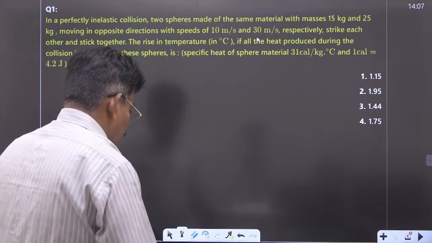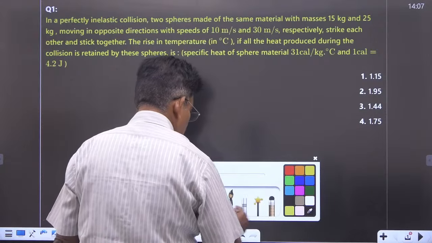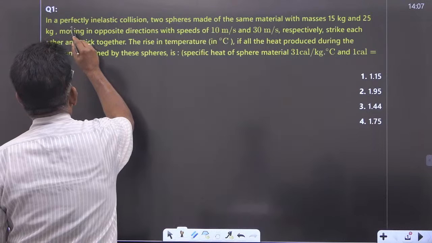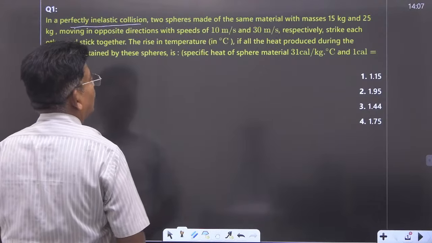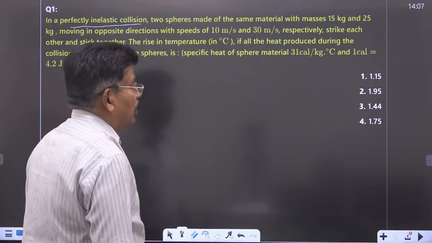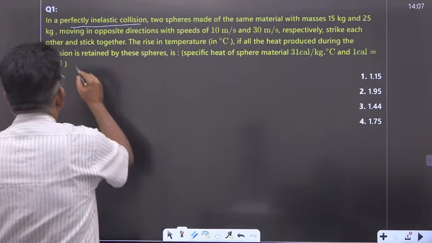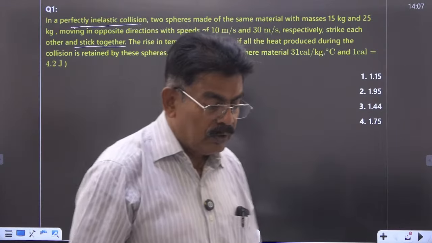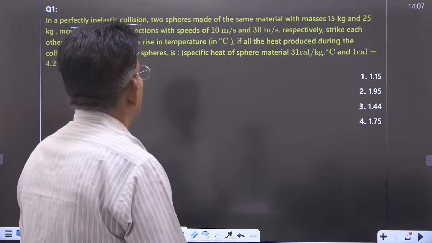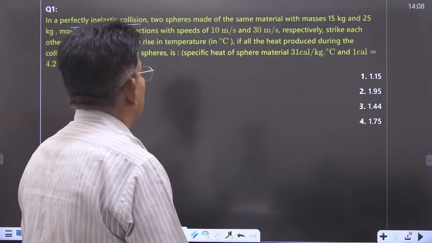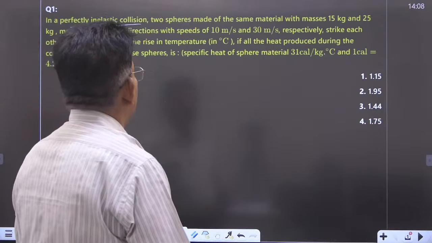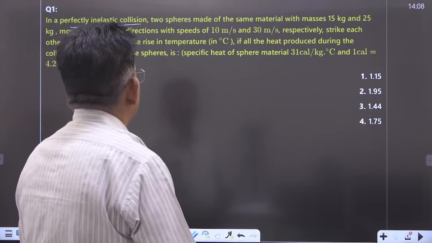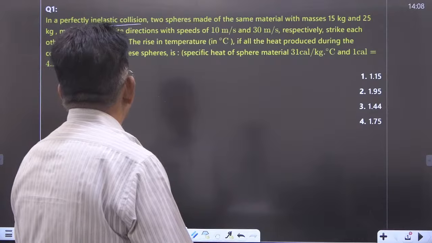Perfectly inelastic collision. When you read each question, you have to make some conclusion. Perfectly inelastic collision, bodies will stick together. It is mentioned here, but even if it is not mentioned, you have to consider that they stick together. Spheres are of the same material, same nature, masses 15 kilogram and 20 kilogram, moving in opposite direction with speeds 10 and 30. Then find the rise in temperature during this collision.